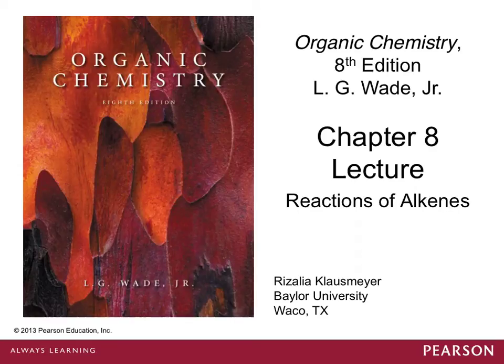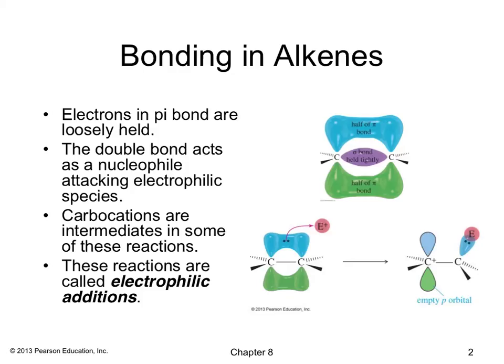So this is chapter 8, part 1. We're going to be talking about reactions of alkenes. So just a brief overview. Bonding in alkenes. In alkenes, electrons in the pi bond are loosely held, right? As shown here.